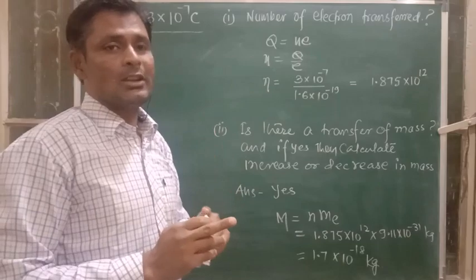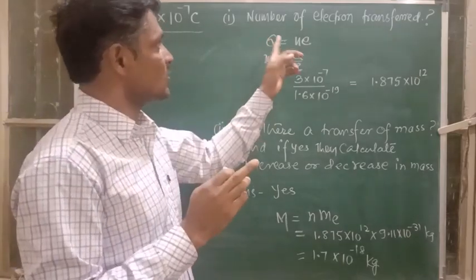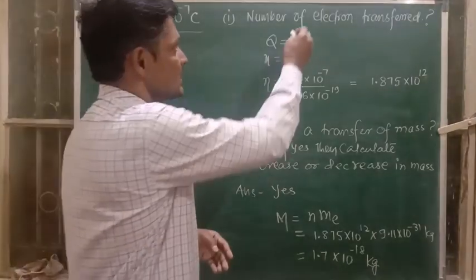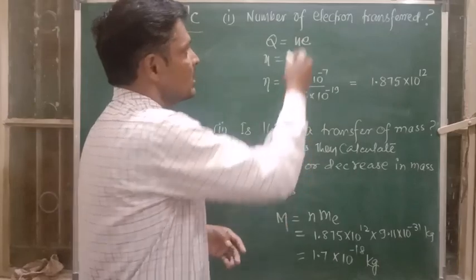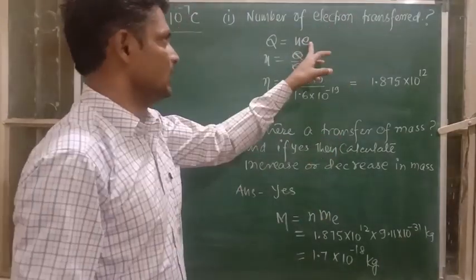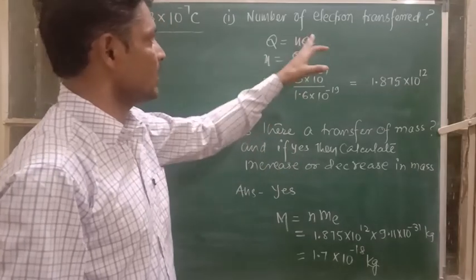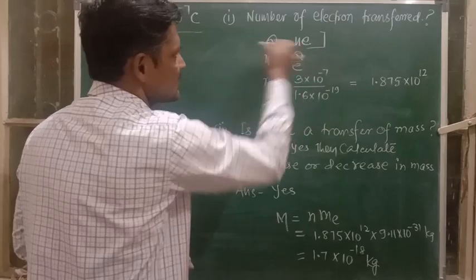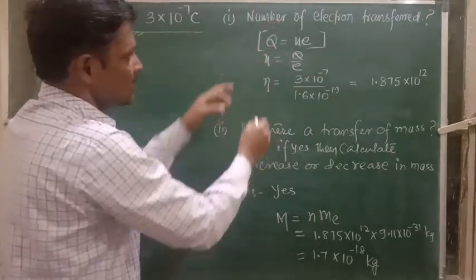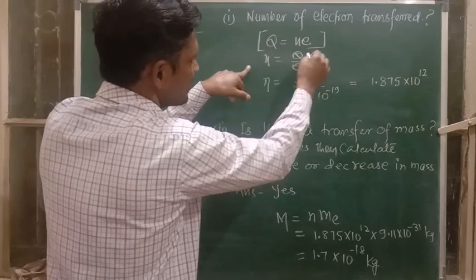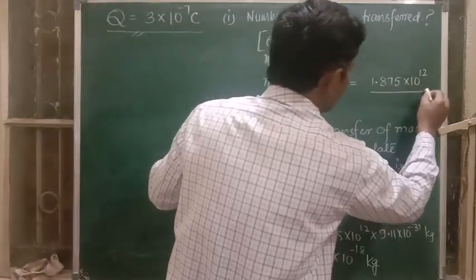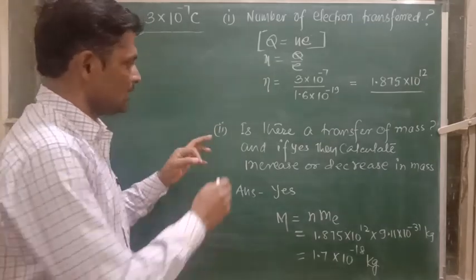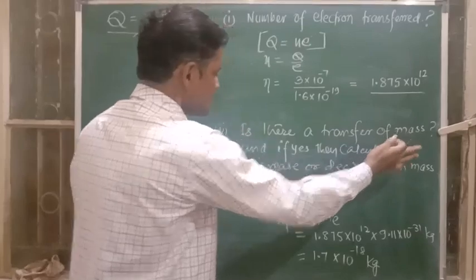So which principle does it use? The electron transfer, that is quantization of charge. Suppose the total number of electrons transferred from the body is n, and each electron has charge 1.6 into 10 to the power minus 19 coulomb, then total charge will be q equal to ne, and this is based on the quantization of charge. So on solving, n equal to q by e, we get this number of electrons have been transferred from the body.